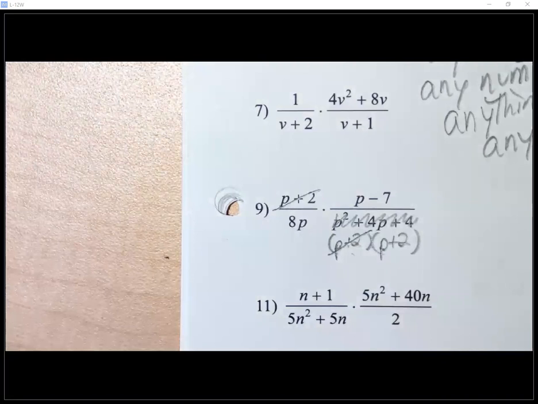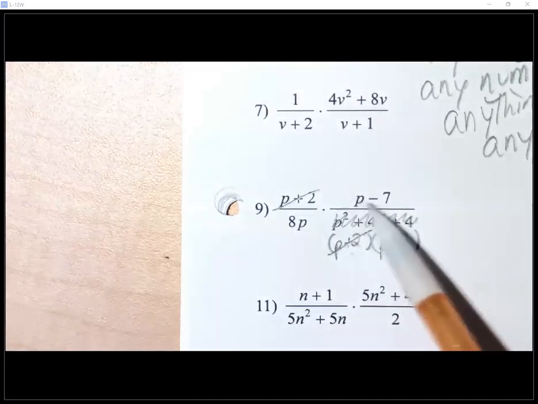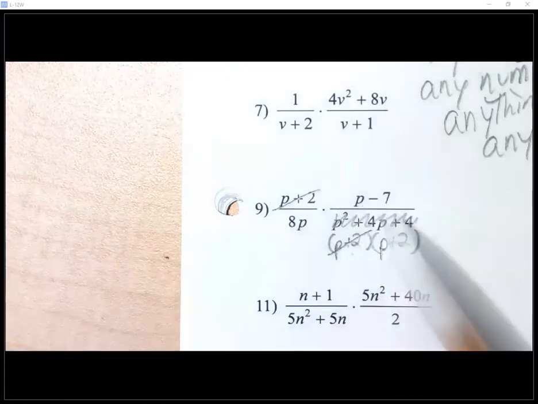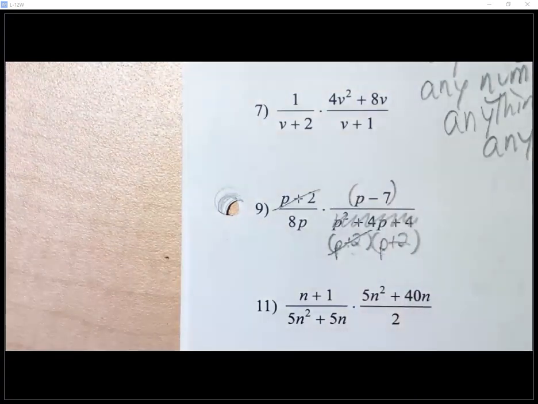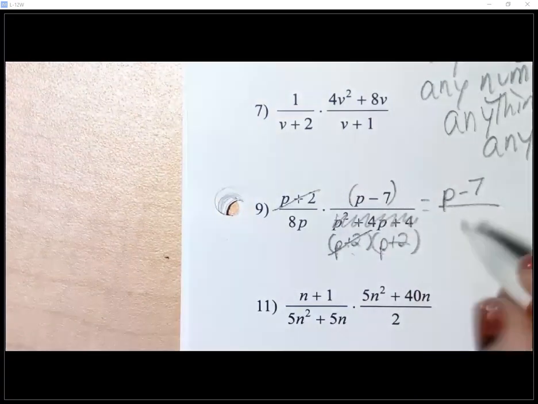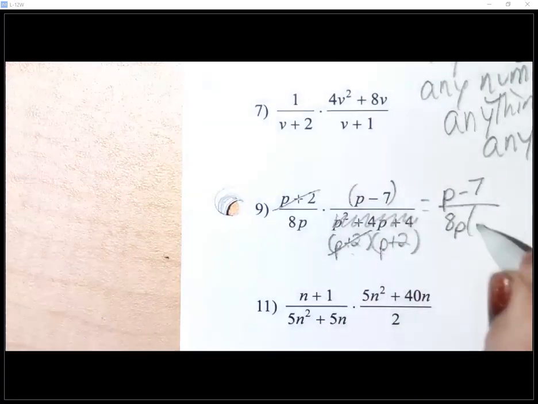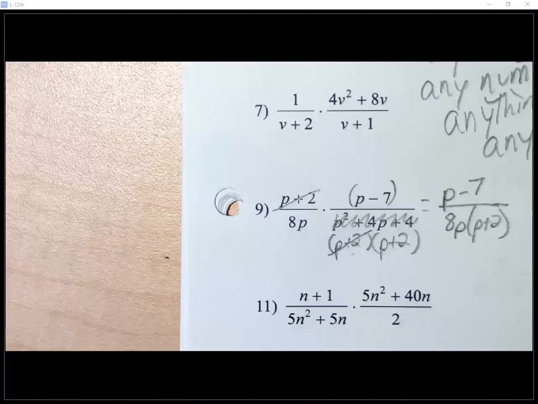You can't touch the p's. I know you might be like, oh, can I do those p's? Because that p has a plus or minus right after it. So that one is part of a binomial. So you can't touch that unless you have an identical p minus 7 on the denominator, which I don't. So I'm done. I can't do anything else. So then I just write everything that's left. So up top, I have p minus 7. And on the bottom, I have 8p times p plus 2. That's it. The only way this gets harder is by trickier factoring, right?